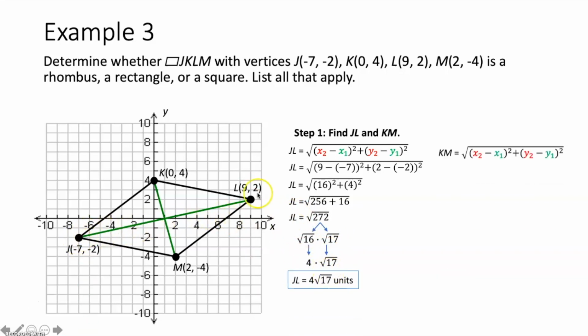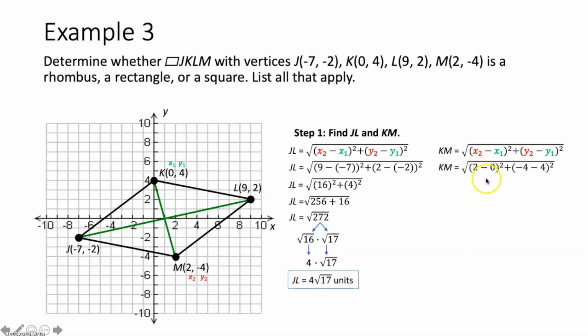Now let's check to make sure KM is the same thing. If it is, then we know it's either a rectangle or a square. If it's not, then it's probably going to be a rhombus. So let's check. We pick one of our points to be x sub 1, y sub 1, the other one to be x sub 2, y sub 2. Plug in the coordinates to their corresponding spots in the distance formula, and we simplify.